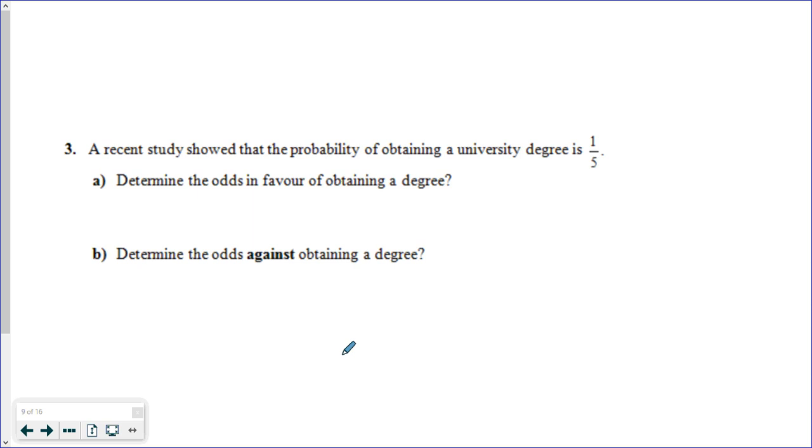So a recent study, sounds made up, showed that the probability of obtaining a university degree is 1 in 5. So this is giving us a probability. So obtaining degree, and this is total outcomes.